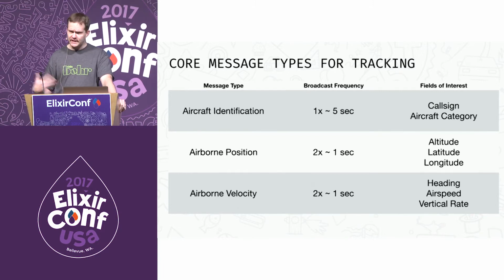Identification contains the call sign and the category, and that category categorizes the aircraft's wake turbulence or vortex, or whatever they call it. Position message will give you the altitude, the latitude, and the longitude. And then there's the airborne velocity message, which will give you the heading, airspeed, and vertical rate.